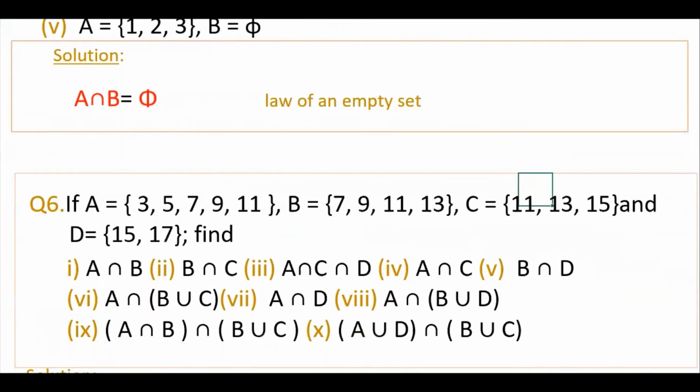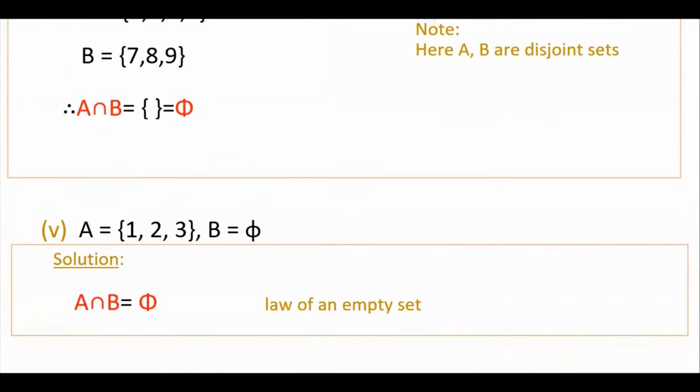And fifth one. A is equal to {1, 2, 3}, B is an empty set. A intersection B is an empty set, because if you intersect any set with an empty set, you will get an empty set. There are no common elements, so it is an empty set. This is the law of an empty set.